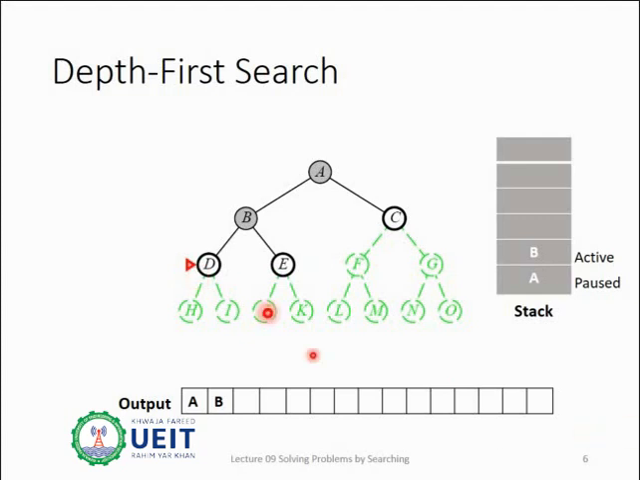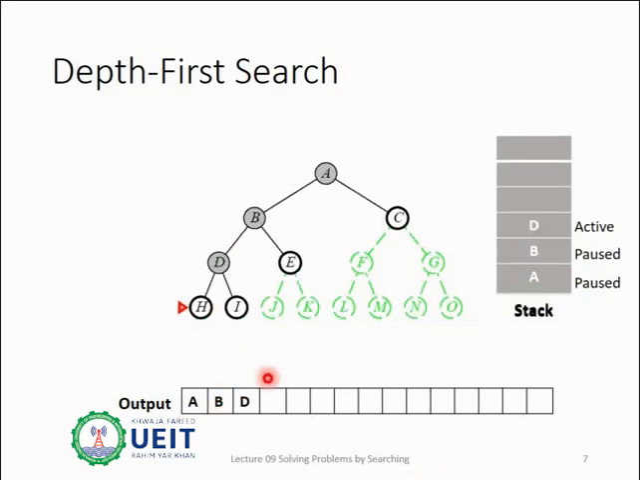Here, root will become B and D will be its left child. From here, it can be seen that this algorithm moves in the depth of the tree. B has turned gray as it has been visited and D has control now. B has also been placed in the output list. D will be pushed in the stack. Pushing D in the stack will change the state of B from active to paused. Now the active node is D.